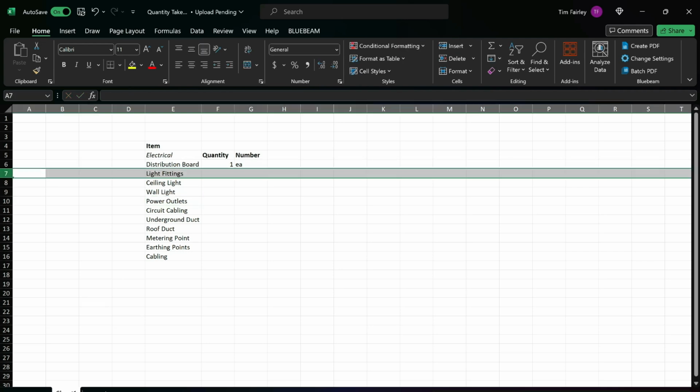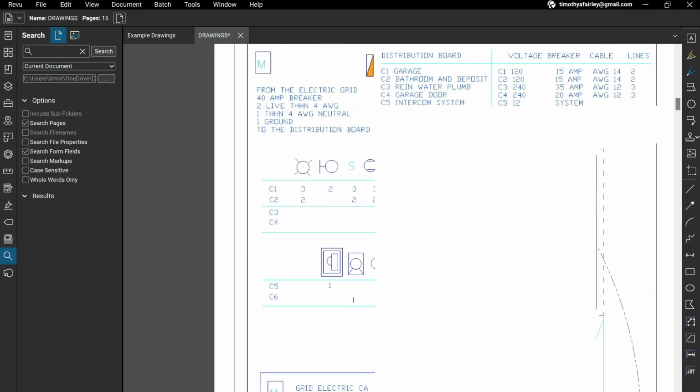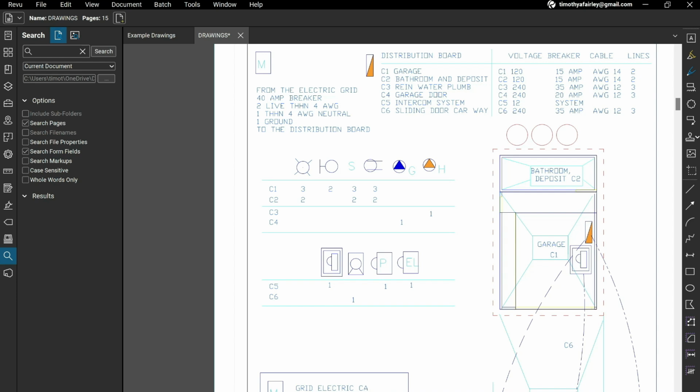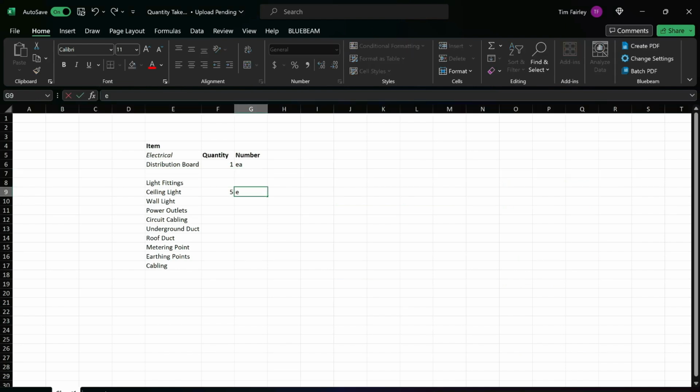Yeah, if they didn't give you this information in the table, it'd be easy just to go through the drawings and count them up. Since we've already got it in the table, we'll just take it from here. So there's 5 of the ceiling lights, 2 of the wall lights.